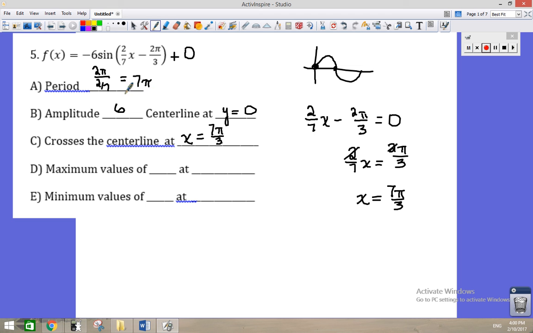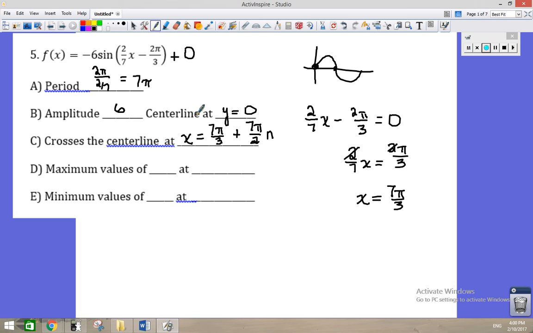Now I also know that these points are equally spaced, and that I'll cross the center line again at a distance away from this x value at half the period. So half of 7 pi is 7 pi divided by 2, and n is just an integer, 0, plus or minus 1, plus or minus 2, plus or minus 3, just telling you how many jumps of 7 pi over 2 you're doing on the x-axis to get to that next point on the center line.